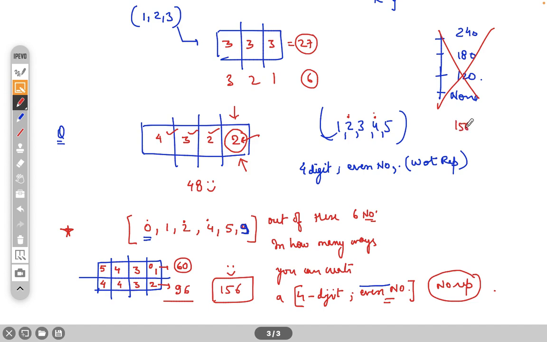What you have to remember: whenever two words come together, 0 and even, be alert. If there is odd, then you don't have to think about it; you can directly put. That's called the basic principle of multiplication. We have just used it for numbers. Could you explain the 96 part? Yes, very good.